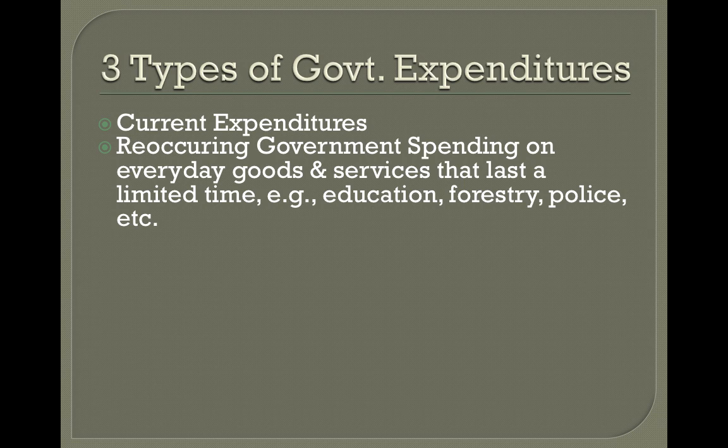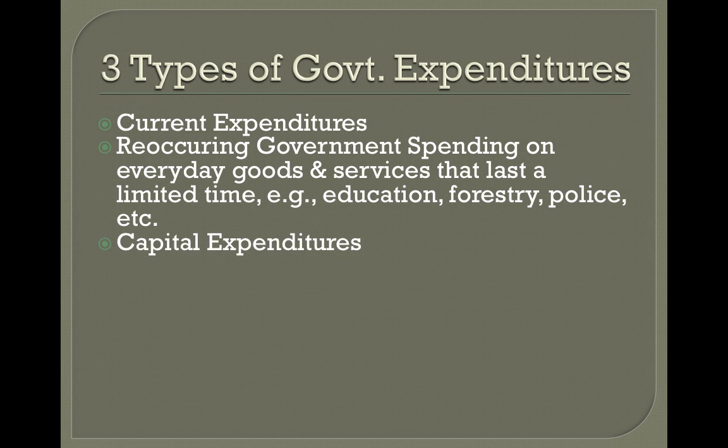Education, forestry, police, the fire department. These are things like spending on a teacher's salary or a fireman's salary or a policeman's salary, or on materials like paper, things that are designed to be used less than a year usually. Used and used up in less than a year. So again, these are current expenditures.